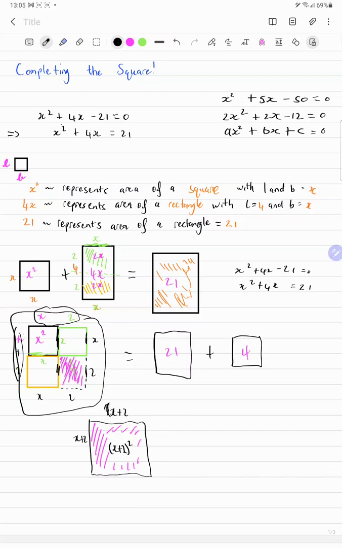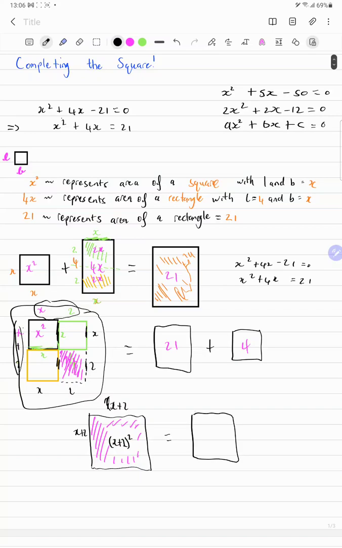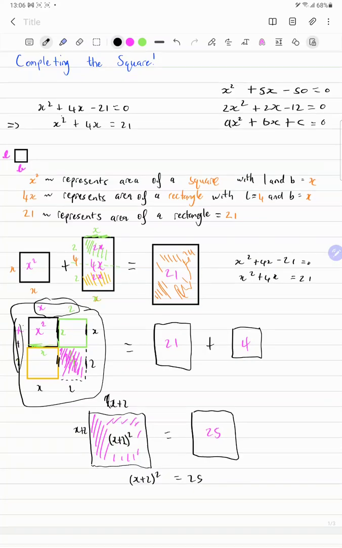So the area of a square is length times breadth. So length times breadth is going to be x plus 2 multiplied by x plus 2, giving me x plus 2 squared. Since these are two constant areas, I can just add the sum and find a new area, right? So it's equal to 25. So I know that I have to equate two areas, right? So x plus 2 squared, the area of this square, is equal to the area of this square or rectangle. You get what I'm saying? So x plus 2 squared is equal to 25.